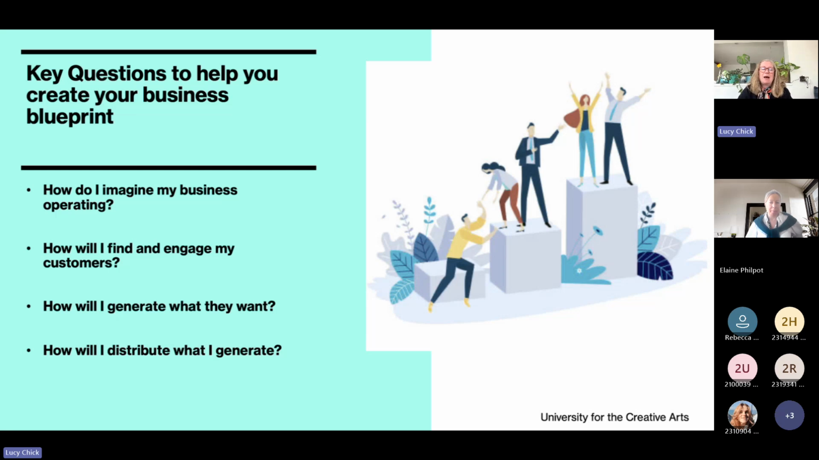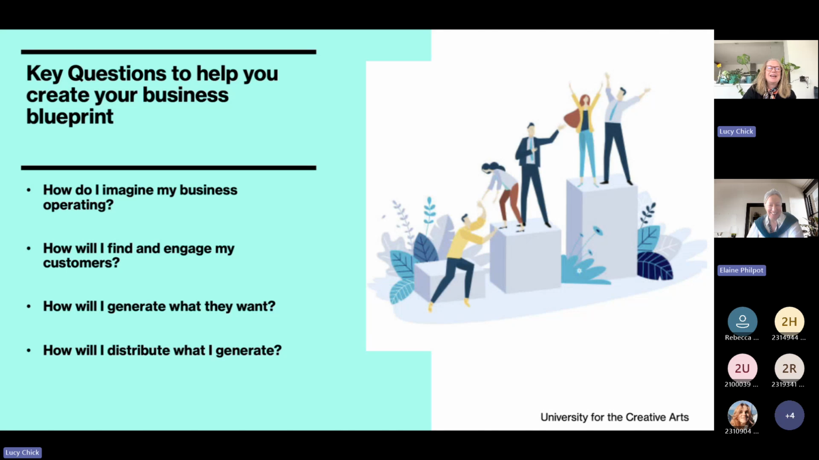You also need to think about how you're going to find and engage your customers. Are you going to reach out to them online? Is it going to be through Etsy? Are you going to sell your product through a third party so they'll sell it for you? Going to think about how you're going to make or produce or manage the service that you do for them. How are you going to generate what they want? How will that work? And also, how will it be distributed? So these questions are really, really helpful.